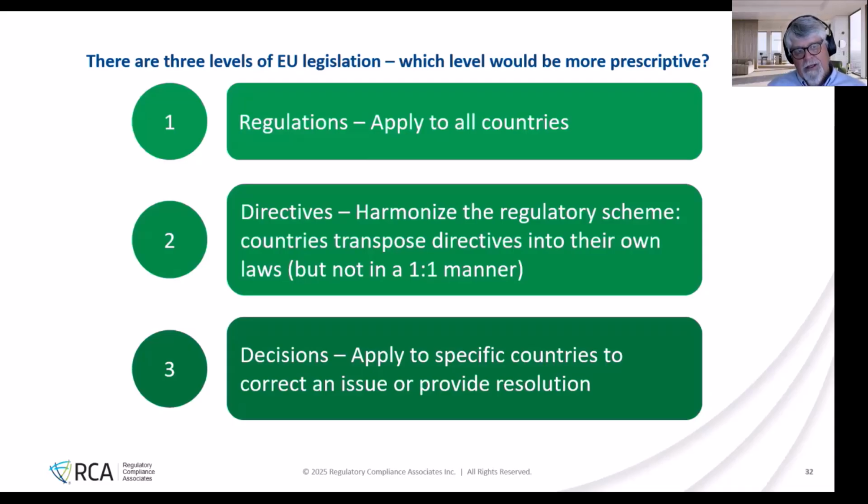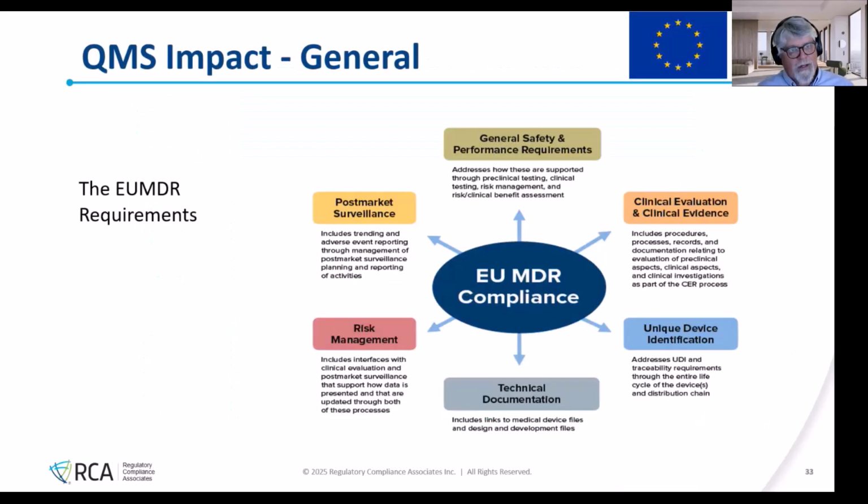And the third way was decisions applied to specific countries to correct an issue or provide resolution. But I'm more focused on directives to regulation. It went from a directive, where you could implement it however you felt fit for your particular country, to an MDR, where you have to implement it as is. So that becomes an interesting thing. So what was the general impact from the EU MDR requirements to your quality management system?